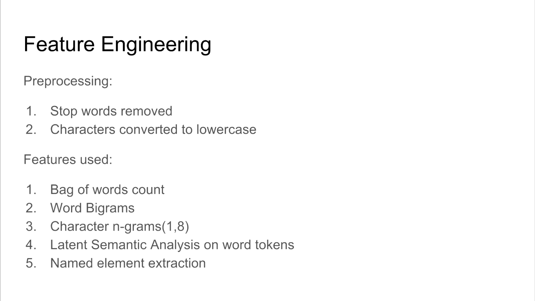So first I did pre-processing in which I removed stop words and the characters were all converted to lowercase. For the features, I used bag of words count. Bag of words count was an obvious choice because certain keywords would give good information gain for an answer. Word bigrams: certain word pairs in the question would give the most information gain for an answer, so word bigrams were used. Character n-grams for n equal to 1 to 8 were used, which gave significant information gain.